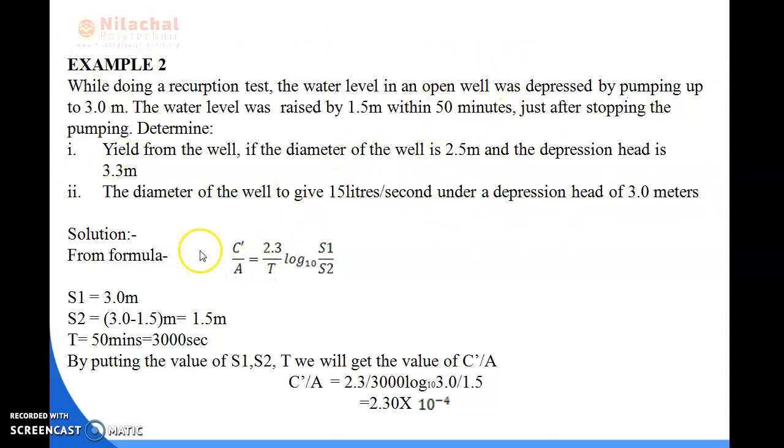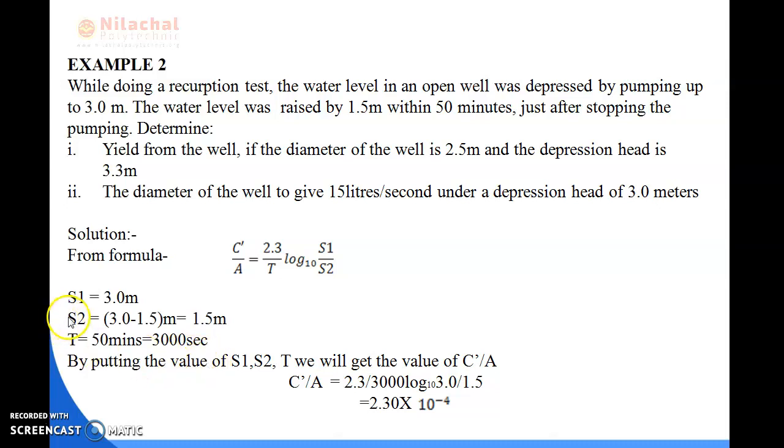By using this formula, we can find out the value of C dash by A. C dash by A equals 2.3 by T log 10 S1 by S2. We write down the given values: S1 is 3.0 meter, since the question says pumping up to 3.0 meter, and S2 is 3.0 minus 1.5, that is 1.5 meter, and T is 50 minutes, that is 3000 seconds.